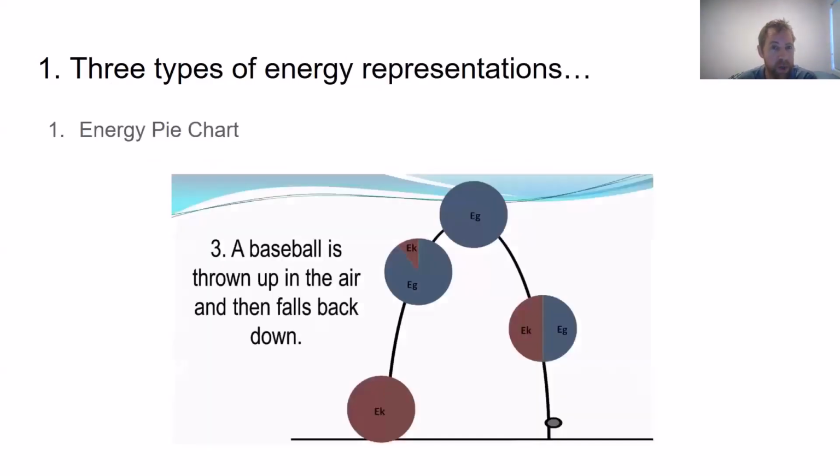And around the world, there's three main types of representations for energy. One's an energy pie chart, and that's just a pie chart divided into segments to show what proportion is each type of energy. So this is a ball thrown up in the air. It starts with kinetic energy. As it gets higher, it loses some of that kinetic energy to gravitational. It gets all gravitational at the top, and then it goes down and flips again.